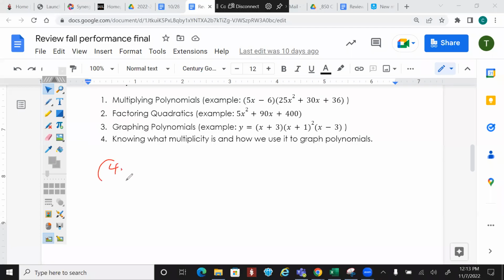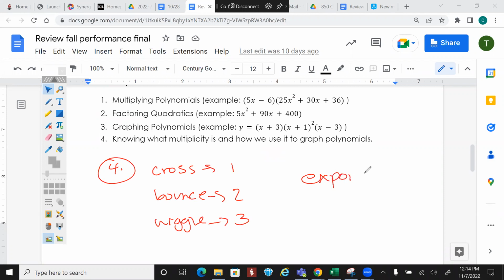On number 4, it says knowing what multiplicity is. Okay, so multiplicity, this is where you're going to describe what cross, bounce, and wiggle are. Okay, and I would say that it relates to the exponents, and you're going to probably talk about cross, bounce, wiggle.